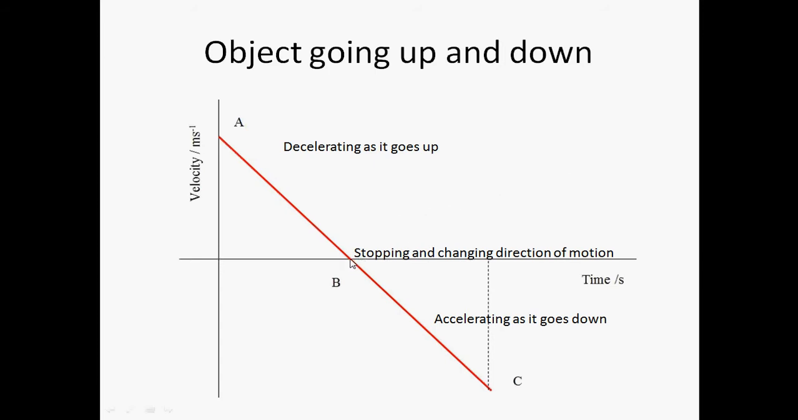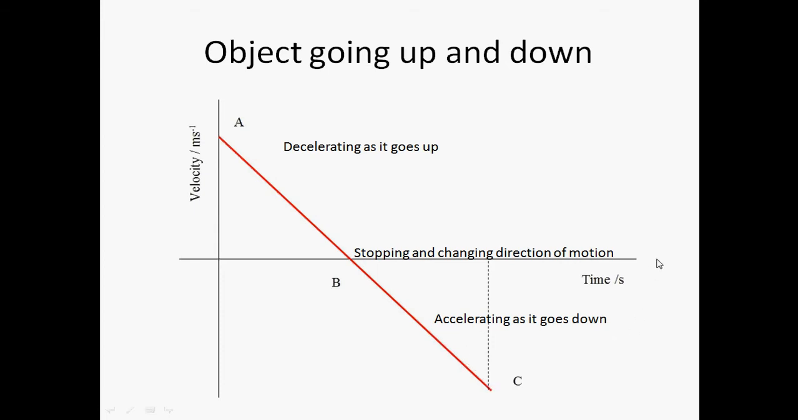And now the velocity starts to become increasing in number, but becoming negative. So I am changing direction of motion because, as you know, I have positive velocity if I go in one direction and negative velocity if I go in another direction. So at B, I have zero velocity. My object stopped and decided to change direction. So now it's not going up anymore, it's going down. And then I have the velocity increasing over time. So I accelerate as I move down.